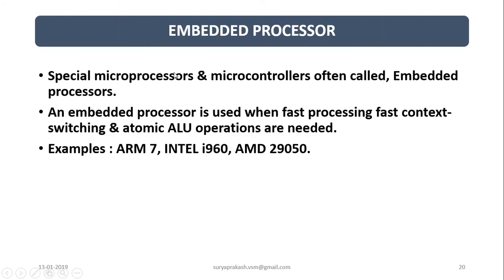Next one is the embedded processor. The special microprocessor and microcontroller are often called embedded processors. An embedded processor is used when fast context switching and automatic ALU operations are needed. Examples are ARM7, Intel i960, AMD 29050.